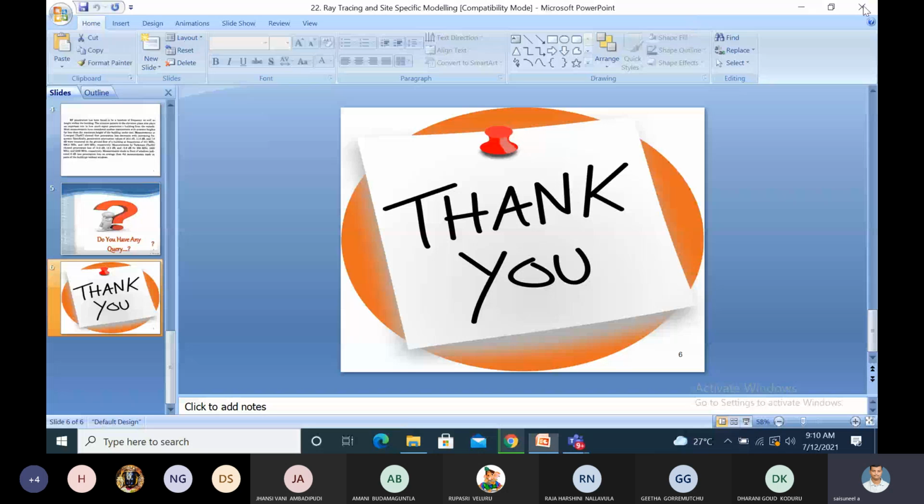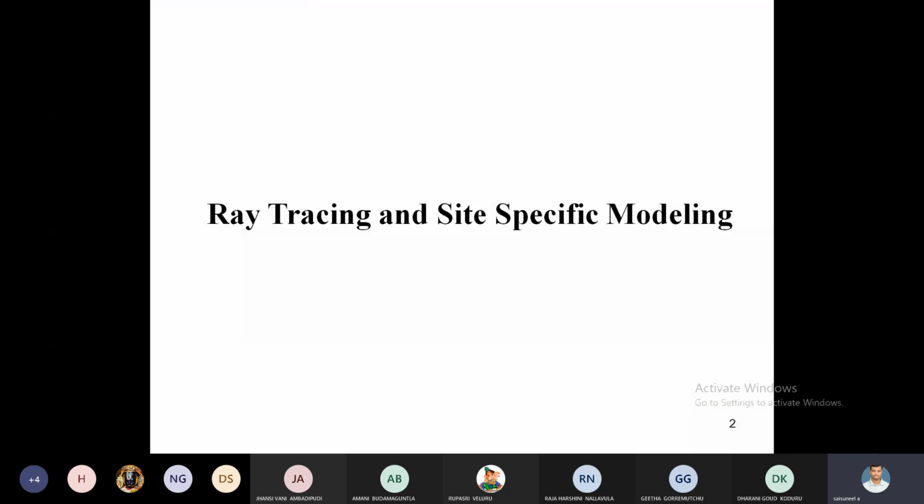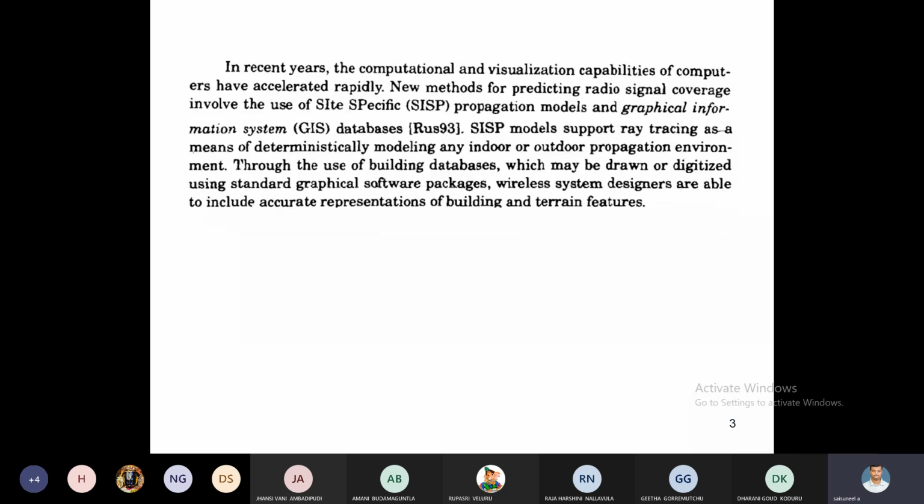Unit 2, mobile radio propagation, large scale path loss. The next topic of this unit is ray tracing and site specific modeling. Ray tracing and site specific modeling. Here, nowadays, we are using a larger number of simulation tools.